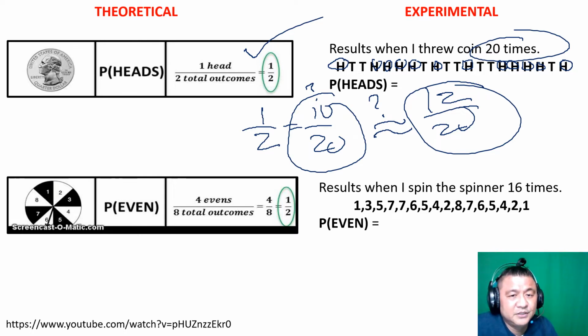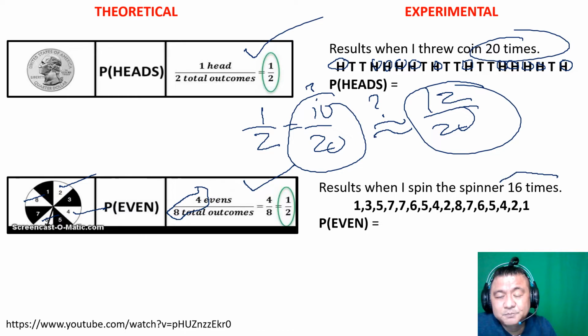One more. The probability of getting an even number. How many even numbers do I see here? 2, 4, 6, 8. So 4 out of 8. So we're expecting 1/2 again. But guess what? I spun the spinner 16 times. And I want to see a result of an even number. Let's circle the even numbers.